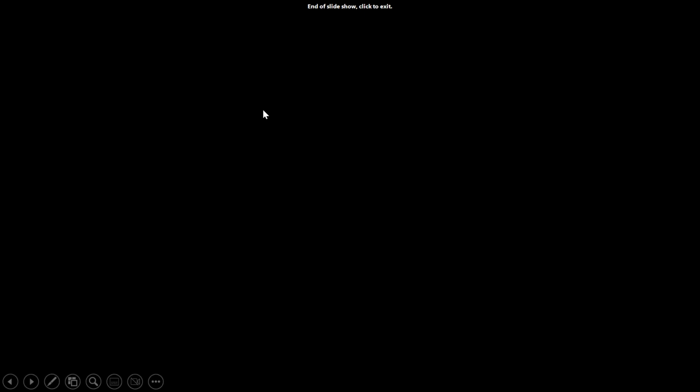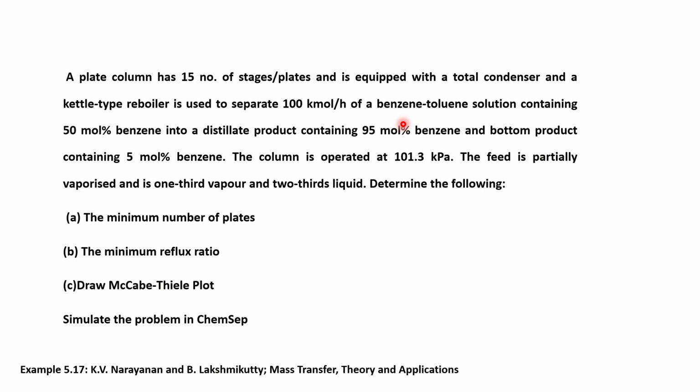It is fed with 100 kmol per hour of benzene-toluene solution, and of the feed, 50% is benzene and 50% is toluene. The top product contains 95% benzene and the bottom product contains 5% benzene. The pressure of the column is 101.3 kilopascal, and the feed is partially vaporized: 1/3 is vapor and 2/3 is liquid. And you are asked to determine the minimum number of plates, the minimum reflux ratio, and also draw the McCabe-Thiele plot, and do all this in the ChemSep simulator.